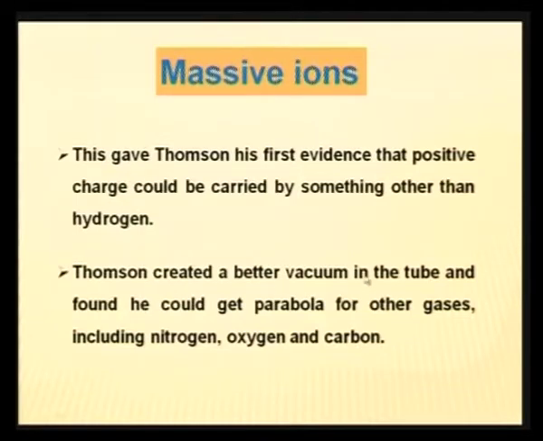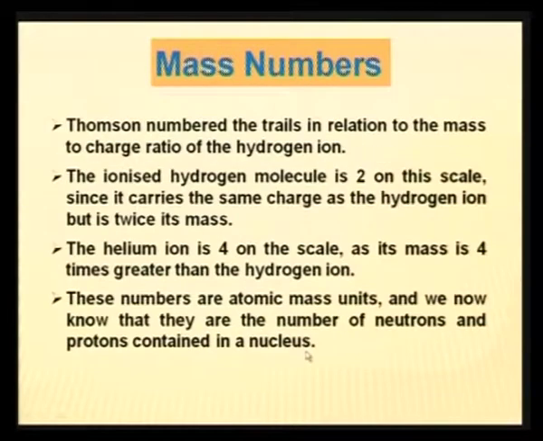Thomson created a better vacuum in the tube and found that he could get parabolas for other gases. As I told you, not only hydrogen, you can have the hydrogen molecule, then you can have other gases like nitrogen, oxygen, carbon, and so on. Thomson numbered the trails in relation to the mass to charge ratio of the hydrogen ion.